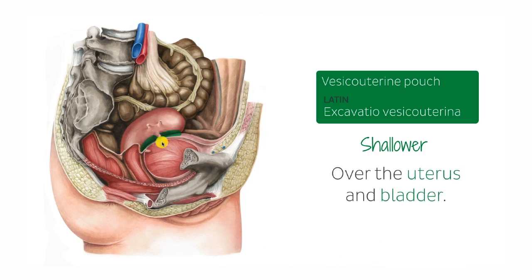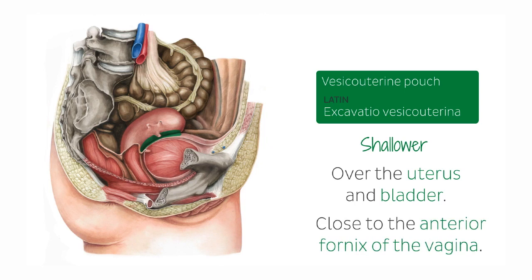The uterus is found here and then the bladder. And you notice clearly here highlighted the vesicouterine pouch. Now, this pouch is close to the anterior fornix of the vagina, as you can also see here. This is where you can find the vagina just below the uterus.